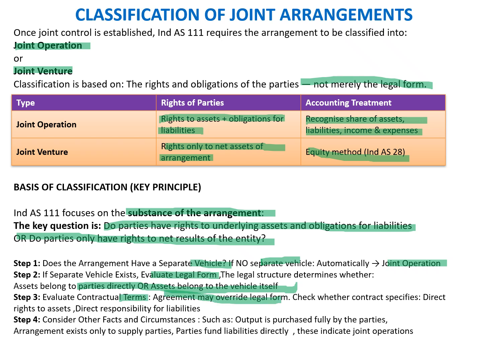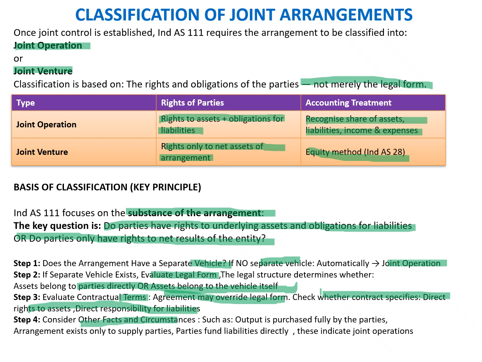Evaluate the contractual terms. The agreement may override the legal form. Check whether the contract specifies direct rights to the assets, direct liability and responsibility. Again, if direct rights and obligations lie with the parties specifically for a particular set of assets or liabilities, then it is treated as a joint operation and not a joint venture. Even though it has been created as a special purpose vehicle, if the agreement specifically mentions that individual parties have specific rights to the assets and obligations, then it is treated as a joint operation.